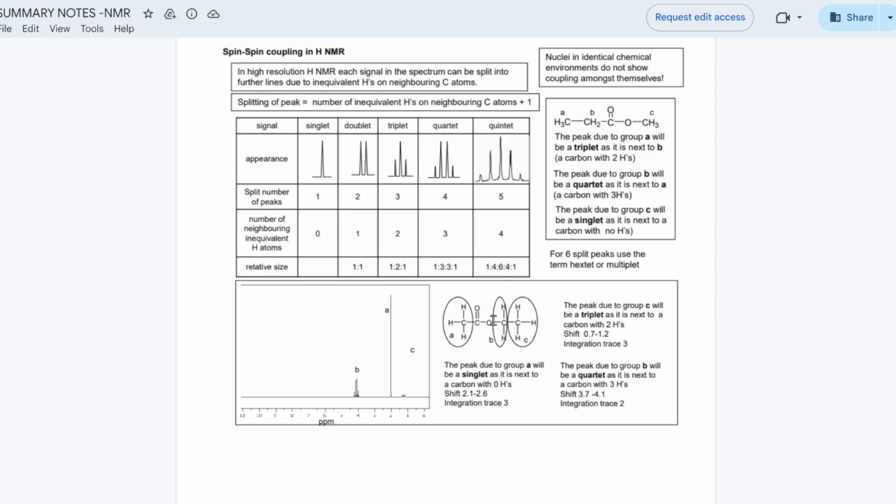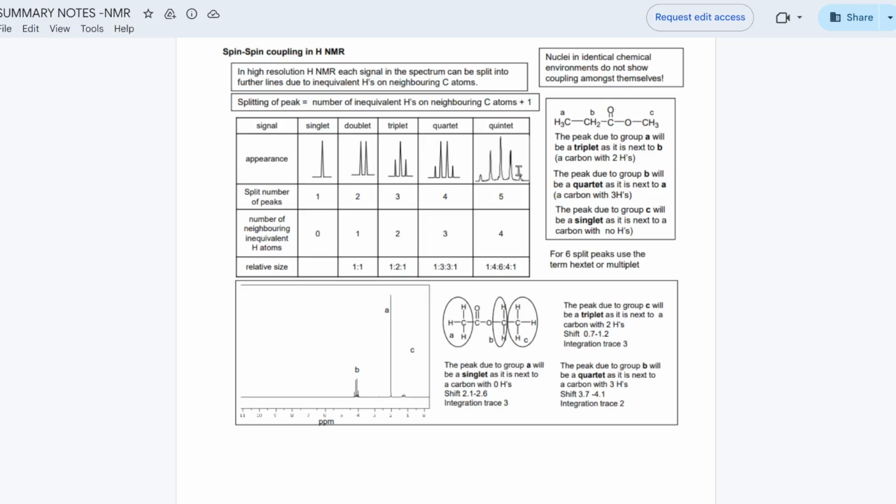In high resolution hydrogen NMR, each signal on the spectrum can be split into further lines due to inequivalent hydrogens on neighboring carbon atoms. Yes, remember this very well. The splitting of a peak is the number of inequivalent hydrogens on neighboring carbon atoms plus one.